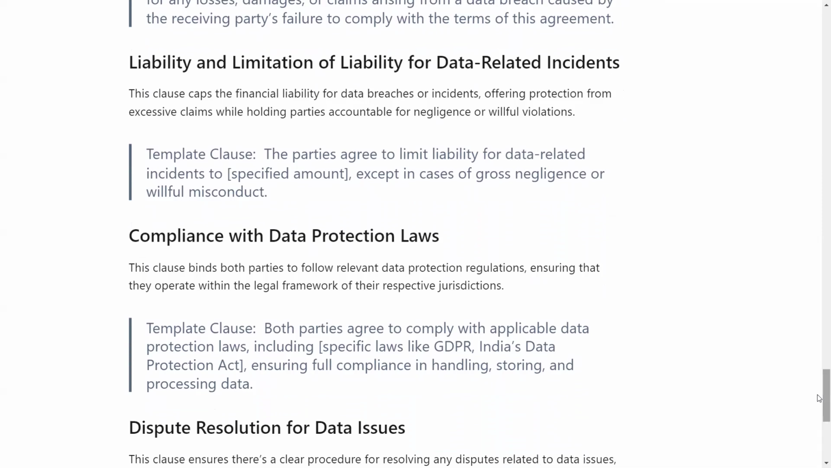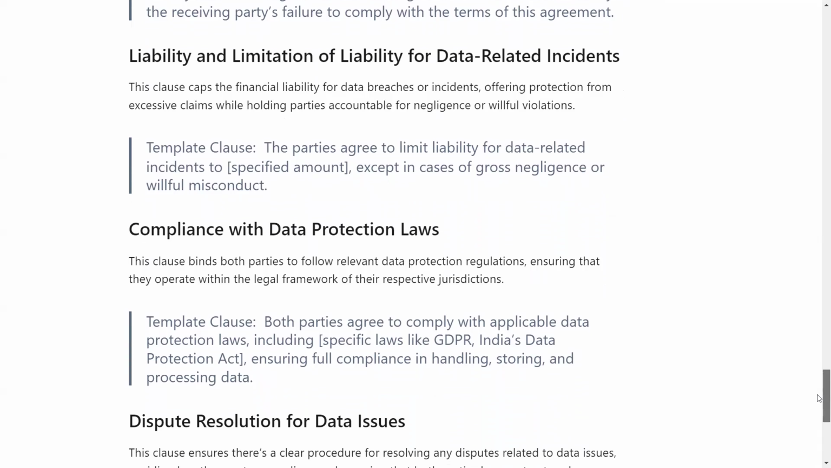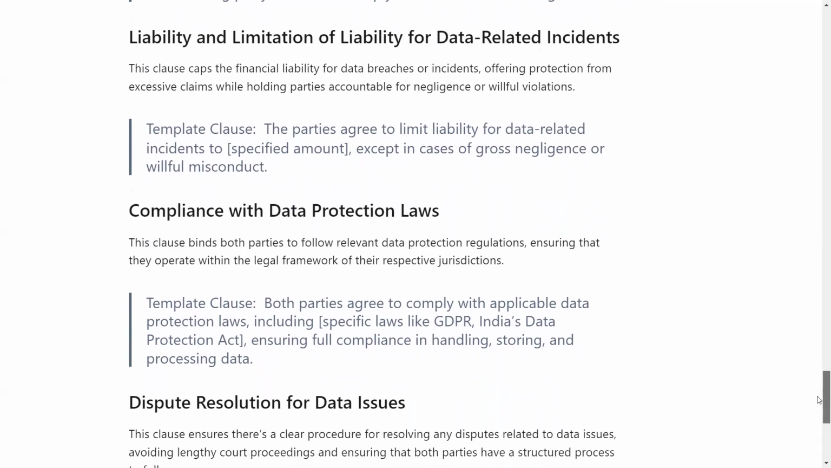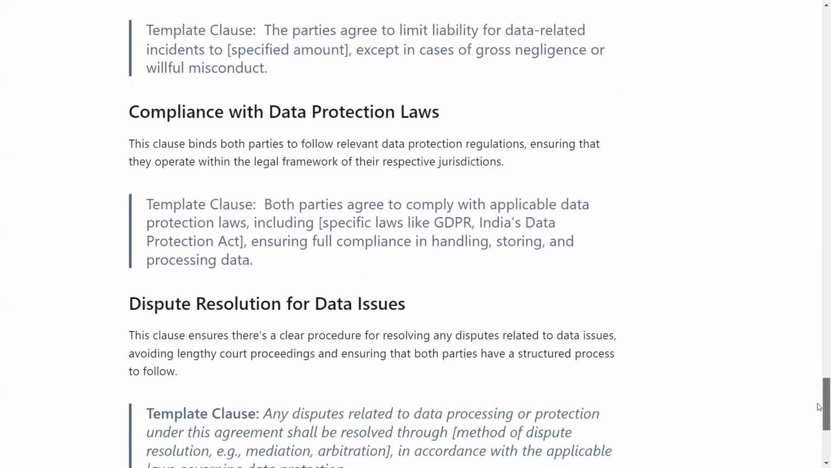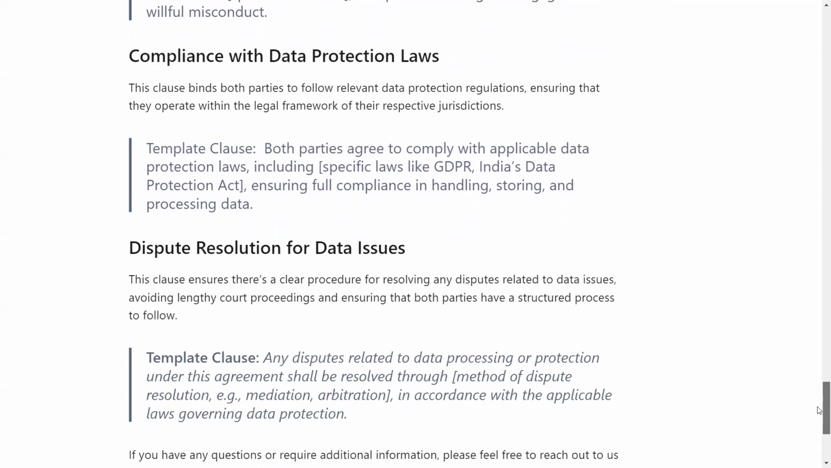Liability and limitation of liability for data-related incidents. This clause caps the financial liability for data breaches or incidents, offering protection from excessive claims while holding parties accountable for negligence or willful violations. Template clause. The parties agree to limit liability for data-related incidents to a specified amount, except in cases of gross negligence or willful misconduct. Compliance with data protection laws.